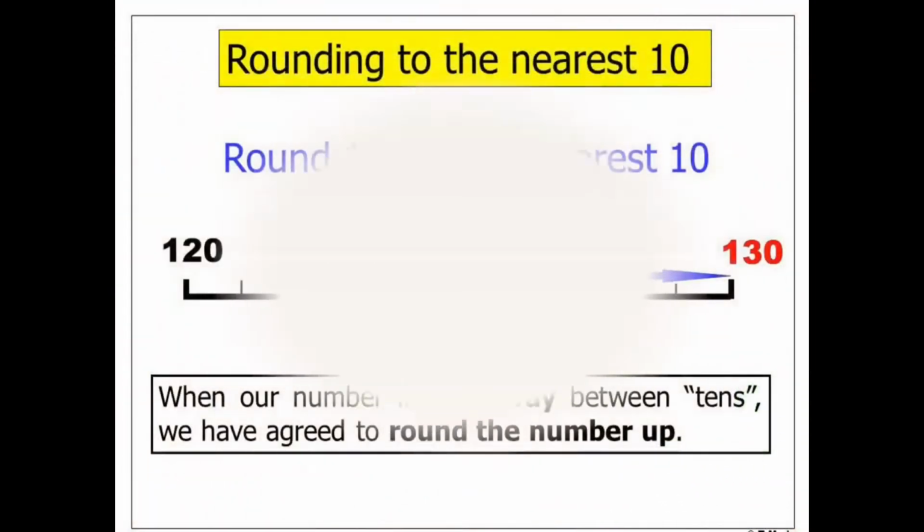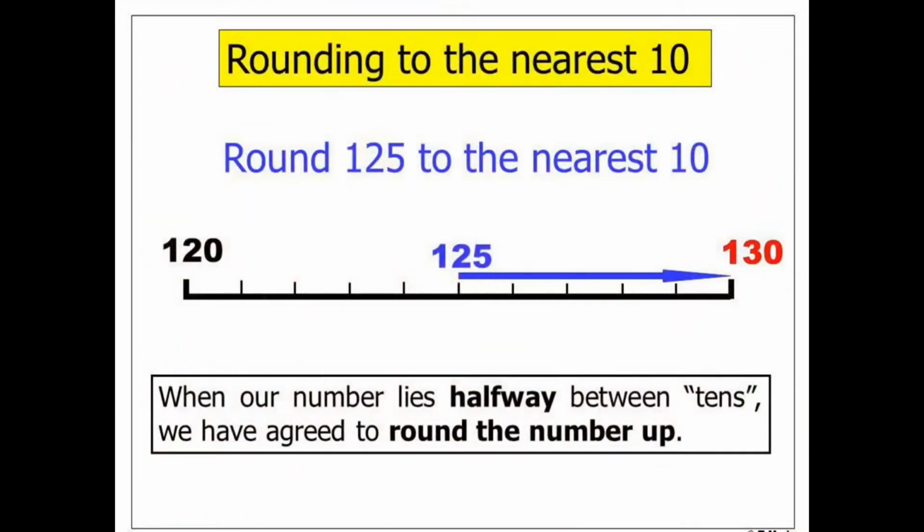Next is round off 125 to the nearest tens, and here on the number line you can see that the number 125 lies between 120 and 130, and it lies halfway between these tens. So here we will round the number up. That means the round off of 125 will be 130. Hopefully it is clear to you.